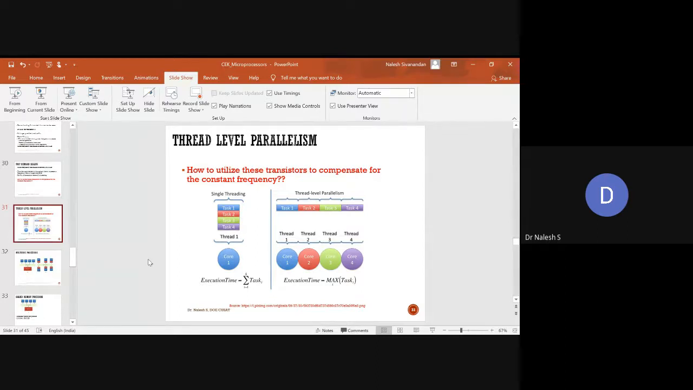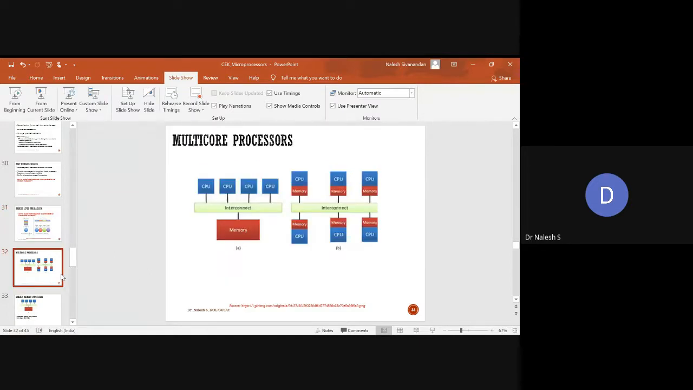So basically, you are compensating for the stalling of frequency by increasing the number of cores. And there are two different ways in which multi-core processors can be configured. This configuration is known as a shared memory configuration. This is known as a distributed memory configuration.